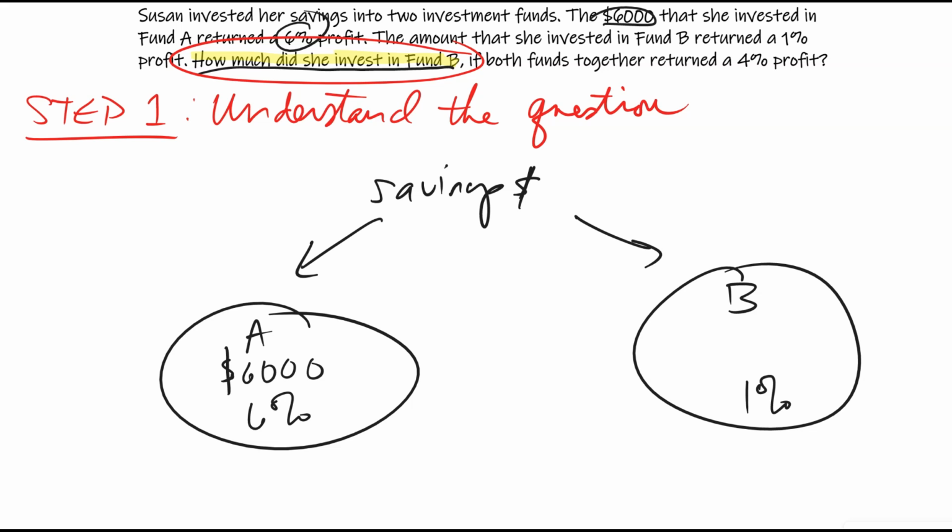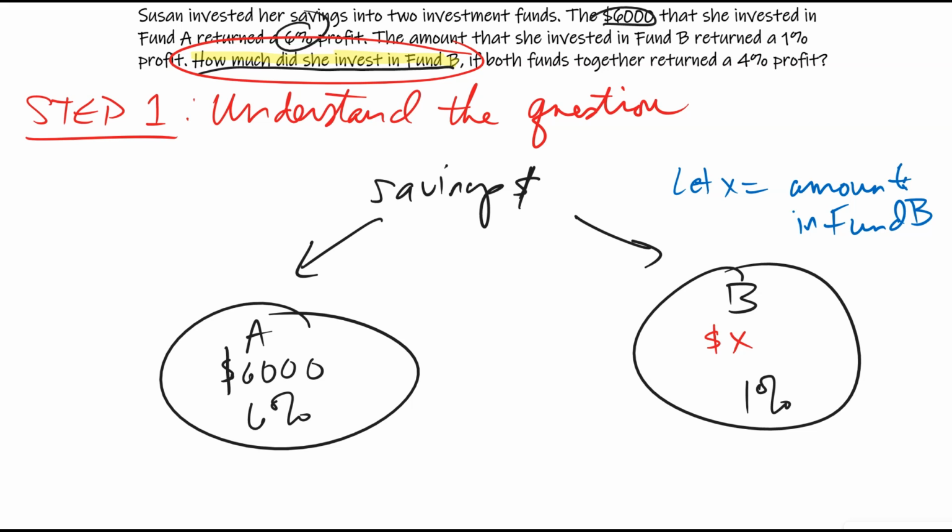So we can let that be our unknown. We can call that X. That's the amount she puts in Fund B. If it helps you, go ahead and write here, identify your variable. Let X be the amount in Fund B. Okay, we've identified our variable here. All right, so there's a little picture of what's going on.